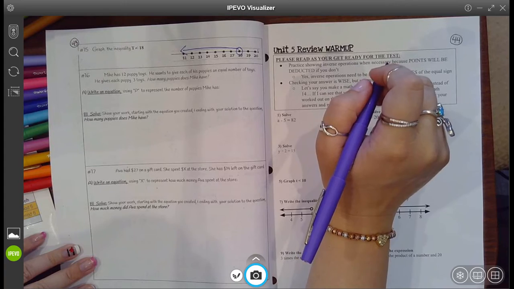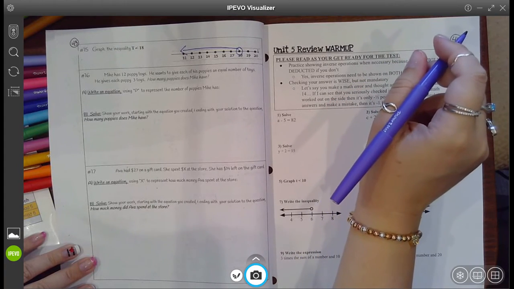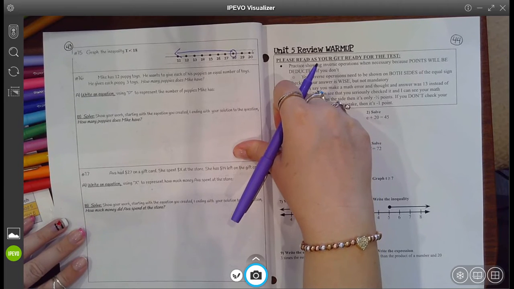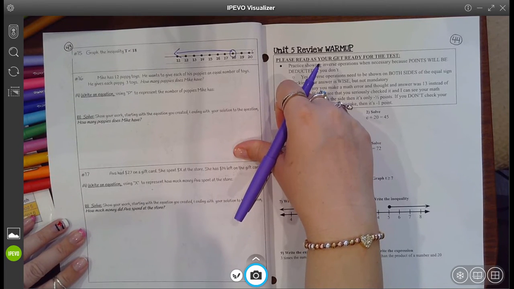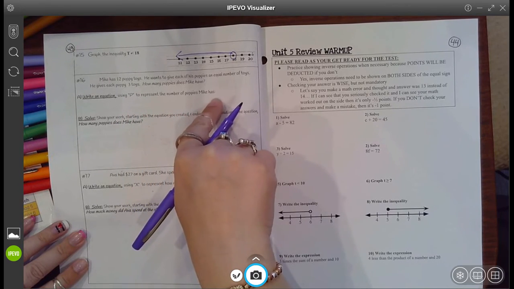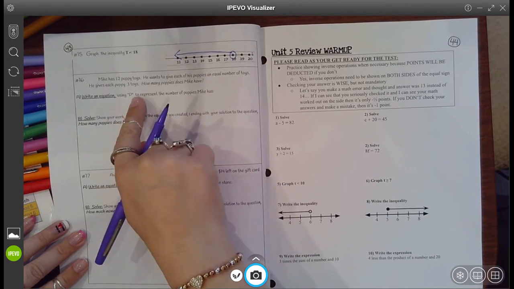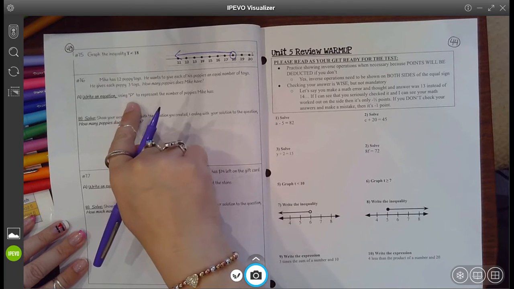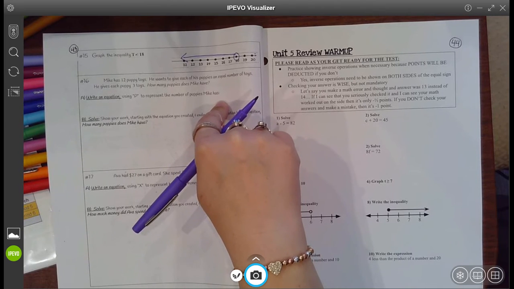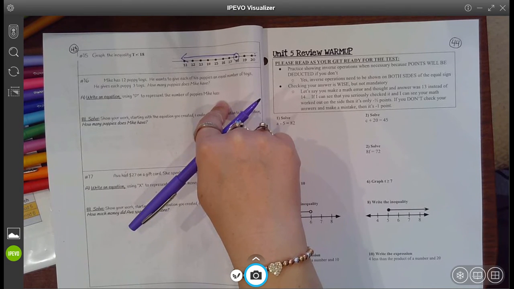Word problems, the best kind. All right, Mike has 12 puppy toys. He wants to give each of his puppies an equal number of toys. He gives each puppy 3 toys. How many puppies does Mike have? Write an equation using P to represent the number of puppies Mike has. And so really make sure to always match the variable that they're using. So it wants a capital P to represent the number of puppies Mike has. Why don't you go ahead and try to set up that equation?